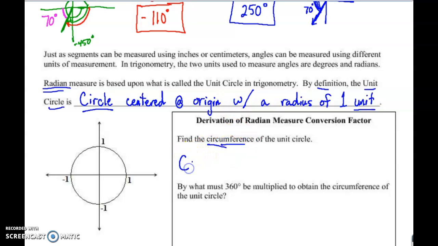And in case you forgot the formula for circumference of a circle, it's 2 pi r. Well, if the radius is 1, that would imply then the circumference of a unit circle would be 2 pi times 1 for the radius. Or in other words, it's just 2 pi. So the circumference of the unit circle is 2 pi.